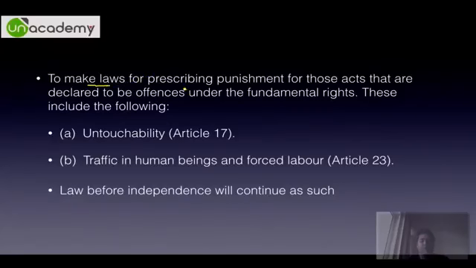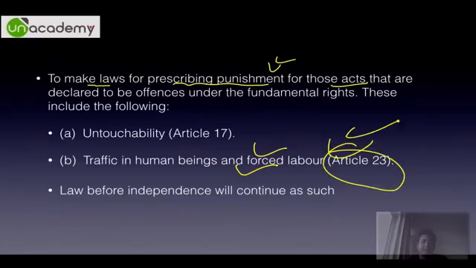Parliament can also make laws for prescribing punishment for those acts that are declared to be offences under fundamental rights. So just because there is the right against untouchability under Article 17, it does not mean that Parliament will not make a law for that punishment to be actually exercised in real life. If a fundamental right is violated, there has to be a certain law for that, so that punishment can be given. Similarly, for trafficking in human beings and forced labor, there has to be a law under Article 23.